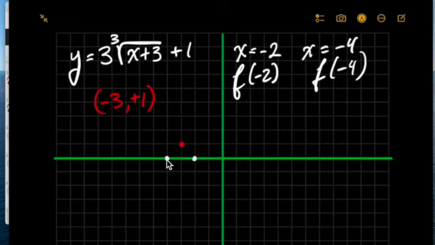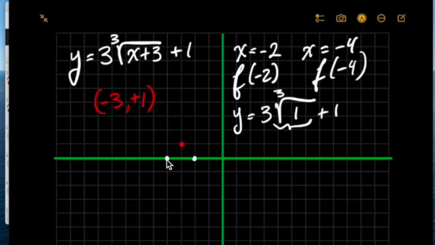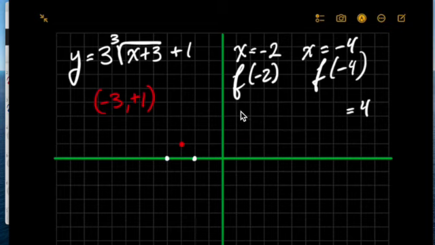F of -2 is going to be y equals 3 times the cube root of 1 plus 1. This is going to be 1. 3 times 1 is 3 plus 1 equals 4. So our first point is going to be -2, 4. Let's go ahead and plot that now. I should say our first point in addition to the inflection point is going to be right there. Okay, that's -2, 4.